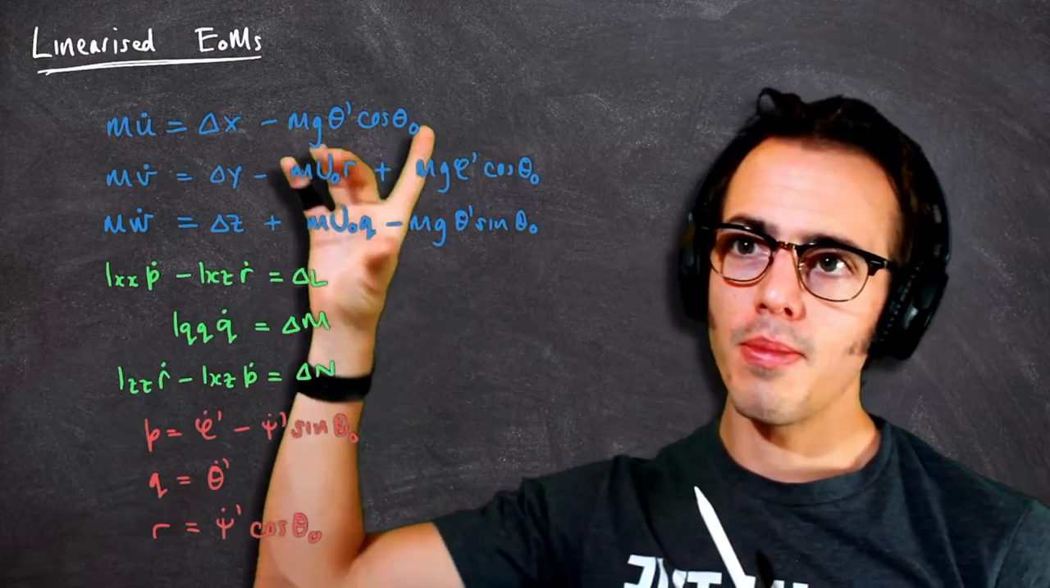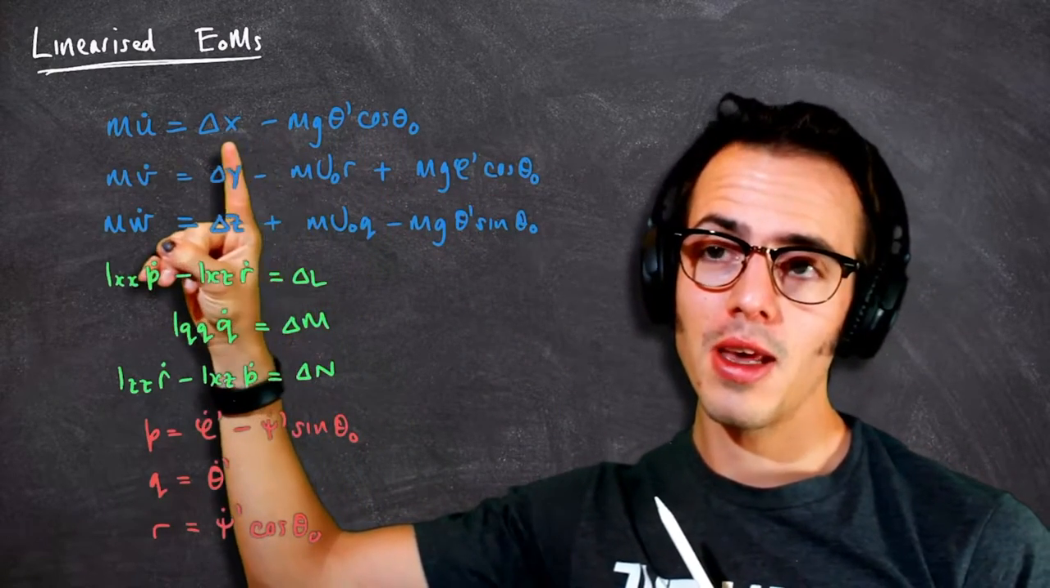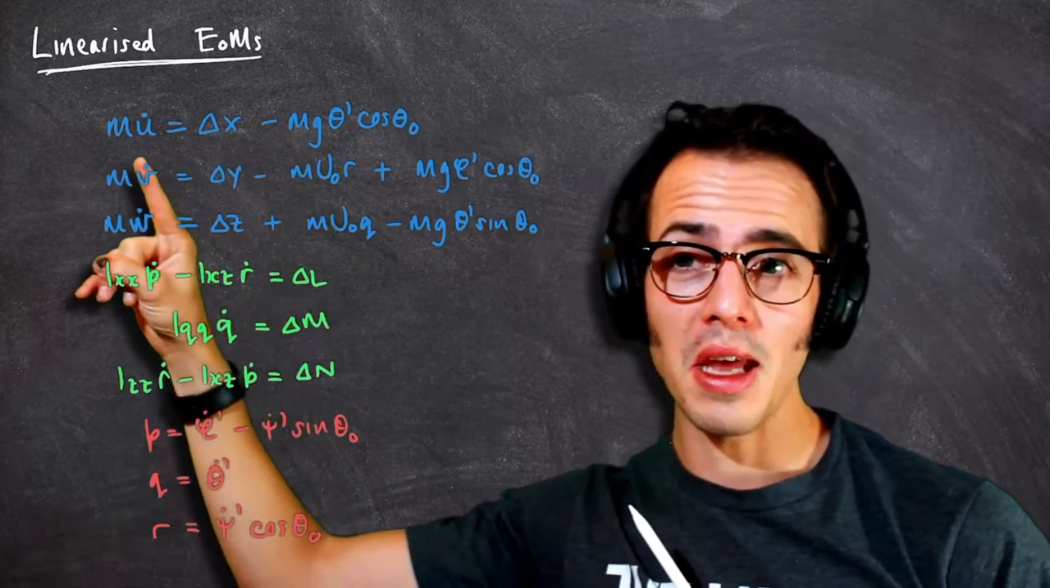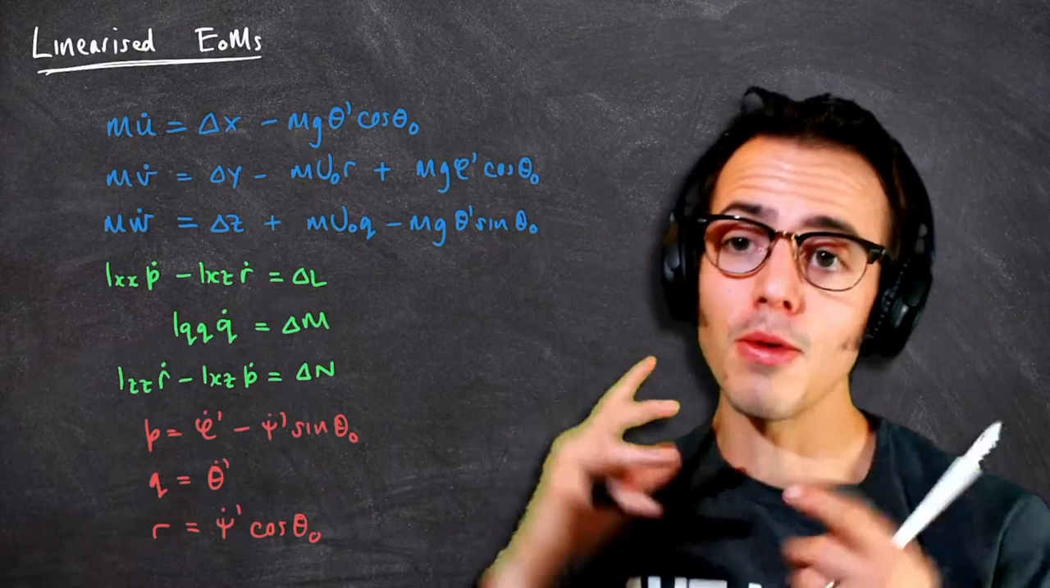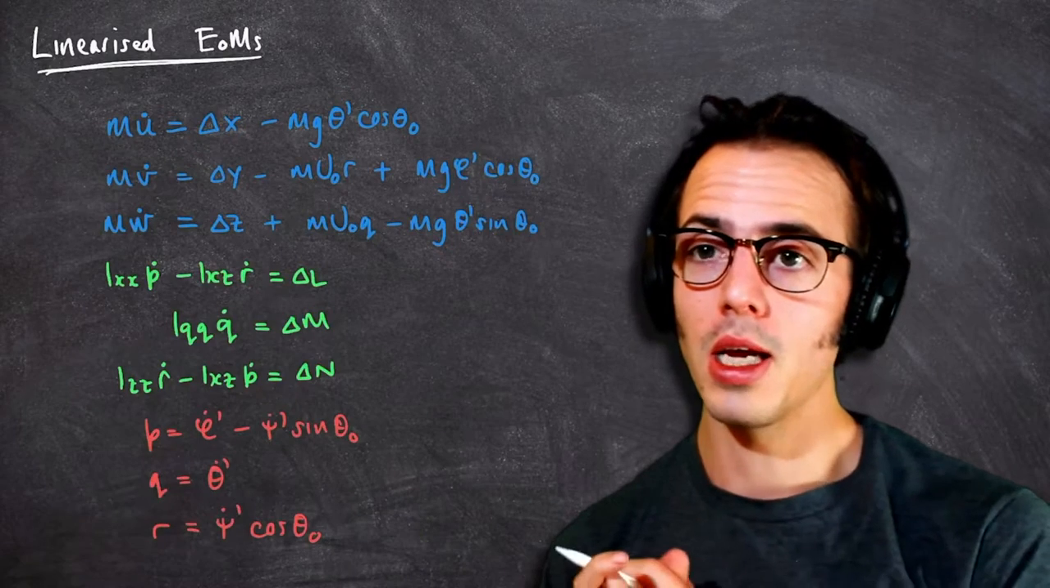I just need to make a quick correction here. So these are our linearized equations of motion. This top one, I got rid of the wrong trig term. This is the term we should have ended up with at the previous lecture. It was correct in the notes. I just made a mistake whilst I was doing my algebra.